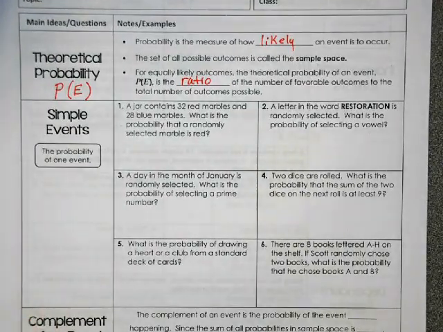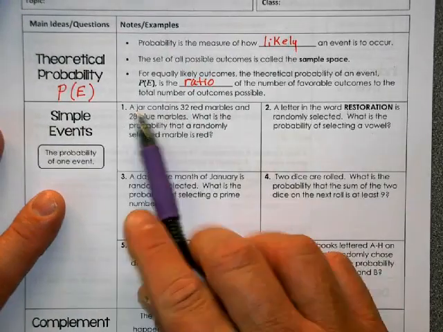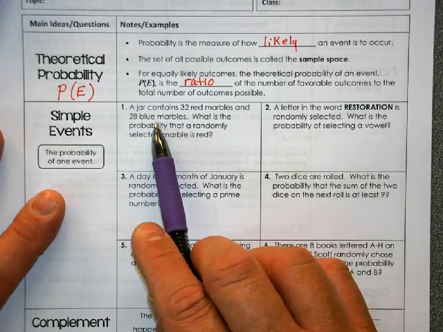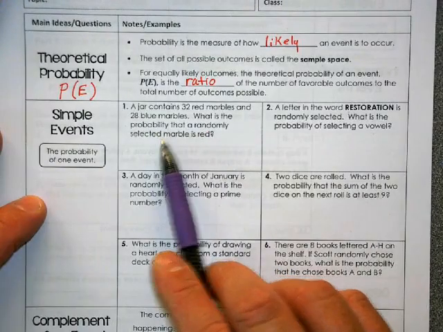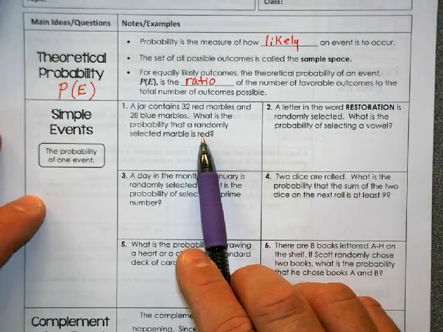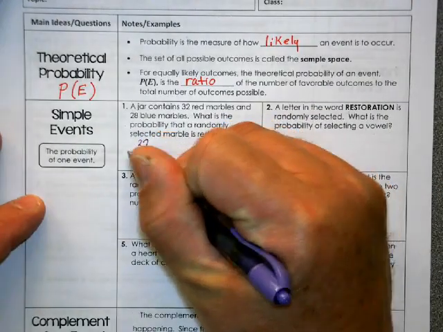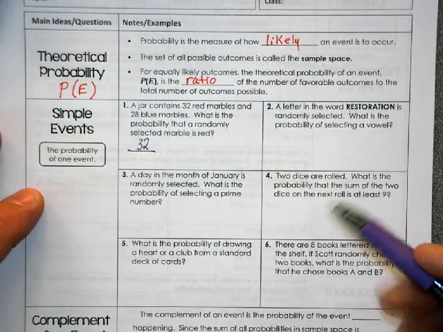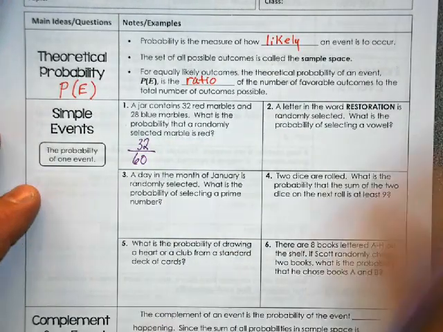Now they can get not hard but long because they can throw stuff at you. A jar contains 32 red marbles and 28 blue marbles. What is the probability that a randomly selected marble is red? So our favorable is the red, right? So 32. And the total number of marbles, well, 32 plus 28, 60. And, of course, you got to reduce that.